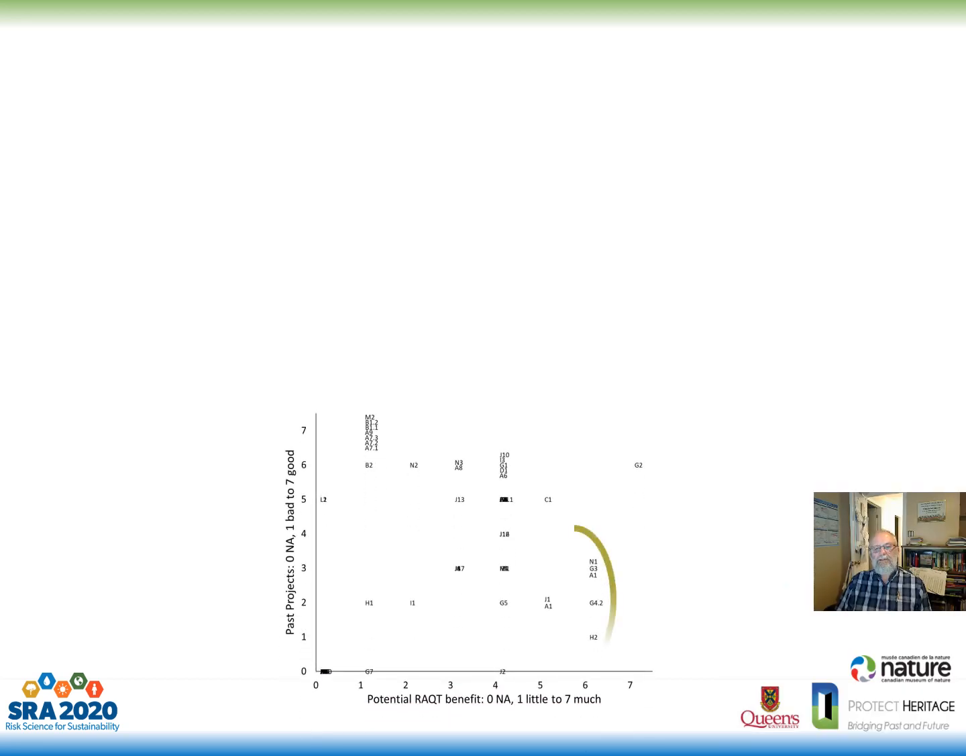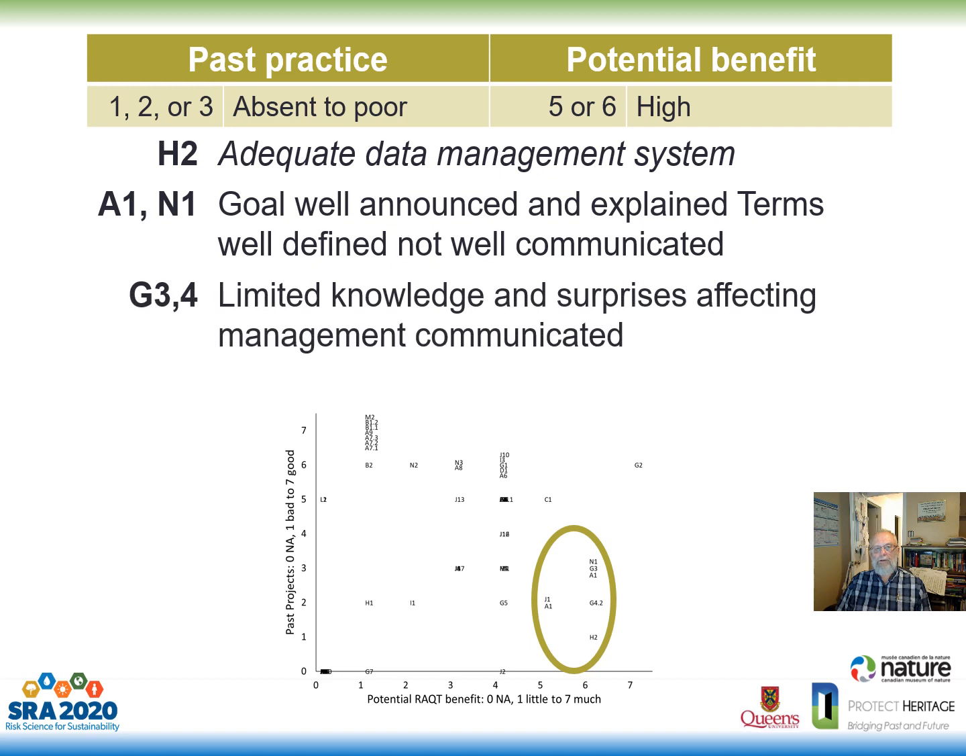However, let's now move over to this quadrant where we see that our past practice was either absent, neglected completely, ranging to poor or a little poorer than average, we might say. And the potential benefit rates a 5 or 6. So we would consider that really quite a high potential benefit of thinking more about these questions and how we might improve our systems through focusing on addressing these questions.